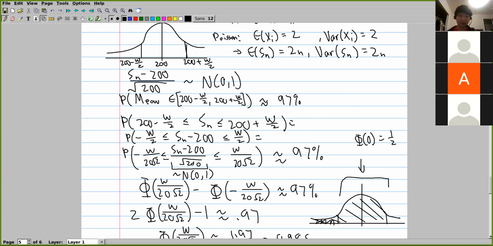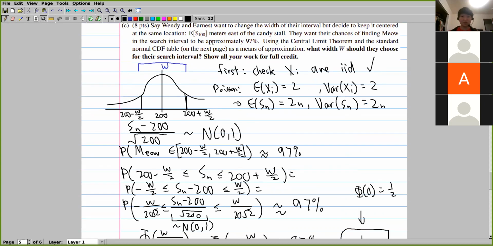One more time, why is it 200 plus and minus w over 2? It's because the width is defined to be the distance between the endpoints, which is different from what we see in class. That's why it's going to be w over 2 on each side, plus or minus w over 2.